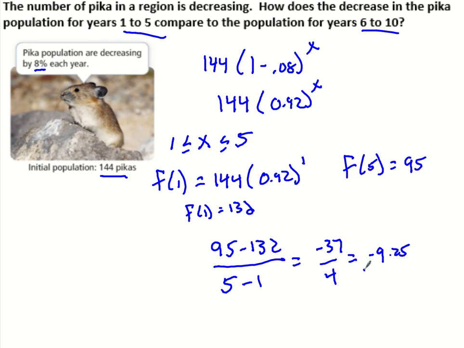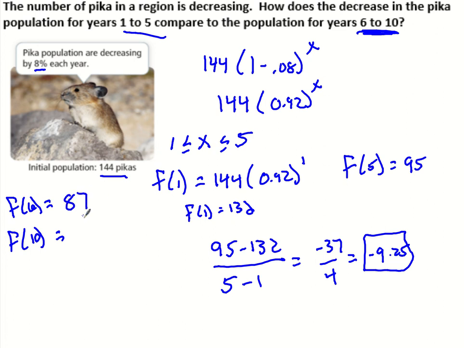I want to compare this value with the same thing from years 6 to 10. So I need to figure out, what is the value after 6 years? What is the value after 10 years? I'm going to plug those in, and then find the average rate of change. For 6 years, we're approximately equal to 87 picas left. And after 10 years, we're approximately left with 63 picas if I were to plug in 6 for x and then 10 for x.